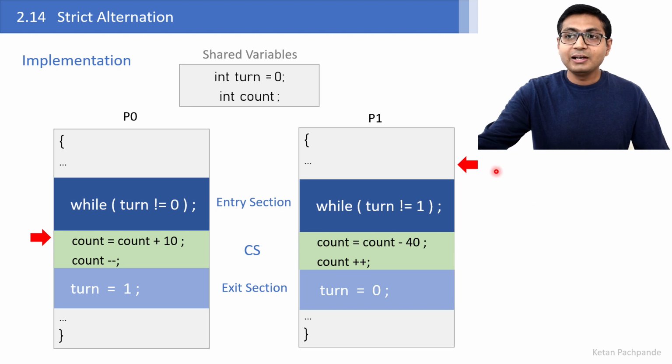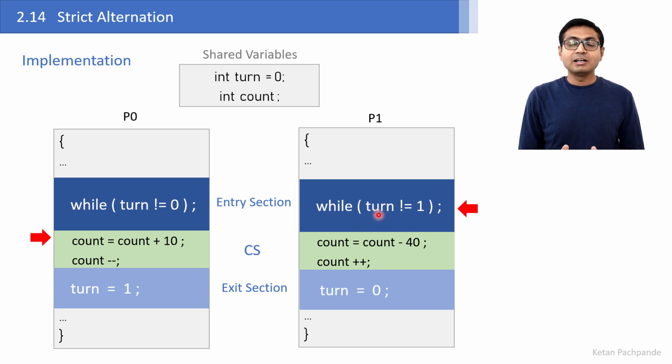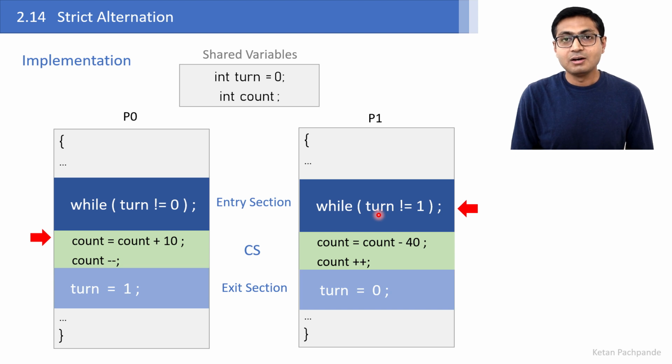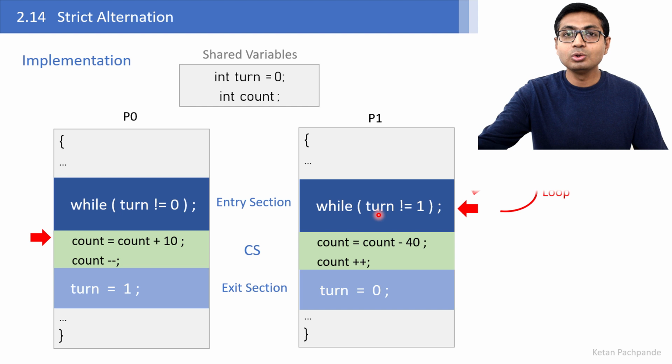Meanwhile, process P1 arrives and it goes and asks entry section, can I enter? What is the current value? Current value is 0 and 0 not equal to 1, the condition is true. And since the condition is true, it is going to again check the condition one more time. Again it will read the value as 0, 0 not equal to 1, again true, and keep on looping. So as of now, process P0 can only enter into critical section.